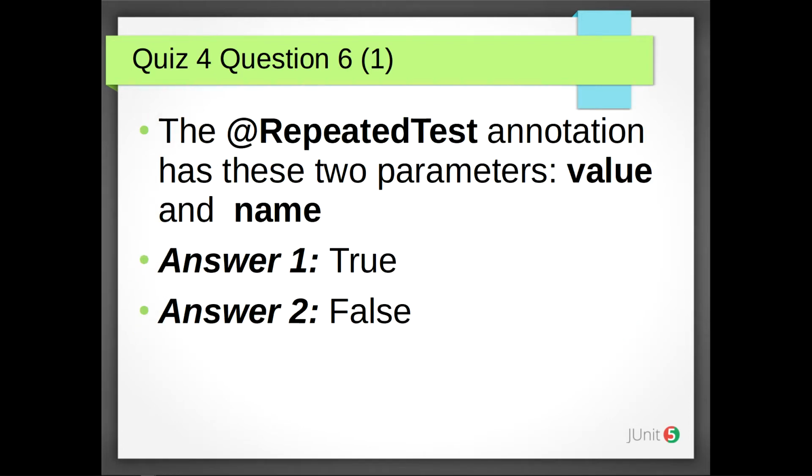Quiz 4, question 6. The @RepeatedTest annotation has these two parameters, value and name, or rather, you can call them parameters or attributes. Answer 1, true. Answer 2, false. The correct answer is 1, true. The @RepeatedTest annotation indeed has these two attributes, value and name.